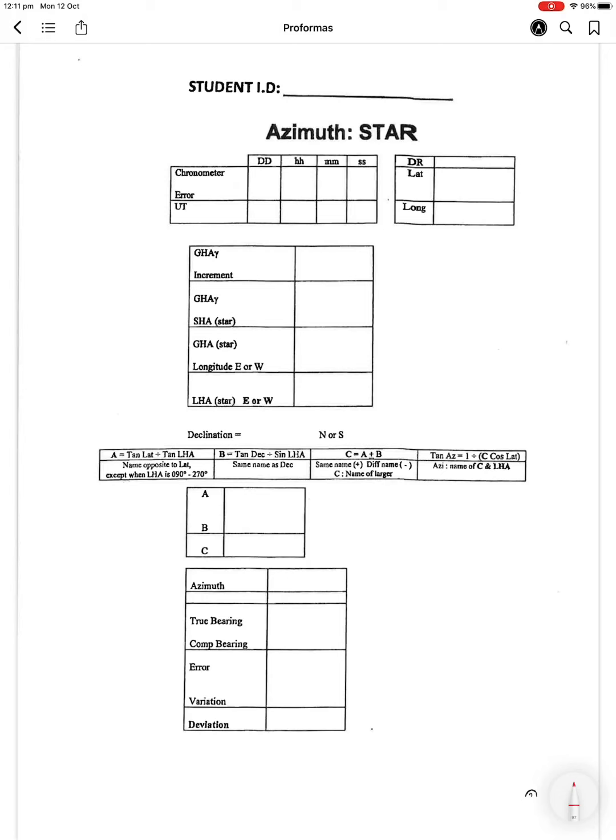Alright, so what is given to us is our chronometer time, which is 11:31:15. So that's the first thing we can fill up: 11:31:15. I will not fill up the date now. I'll tell you later why. And then we have the chronometer error, which doesn't exist. The chronometer is correct on GMT, so there is no chronometer error. So our GMT time is 11:31:15.